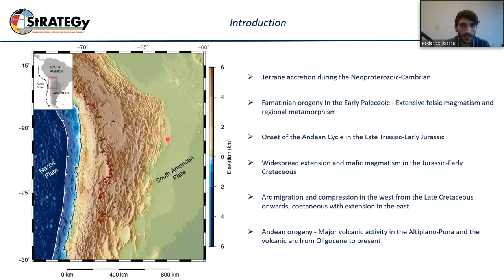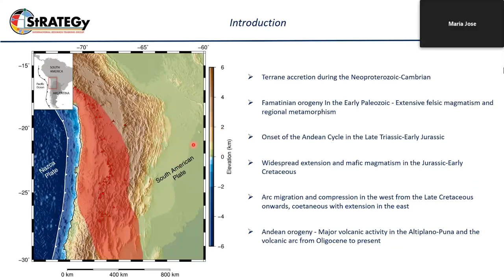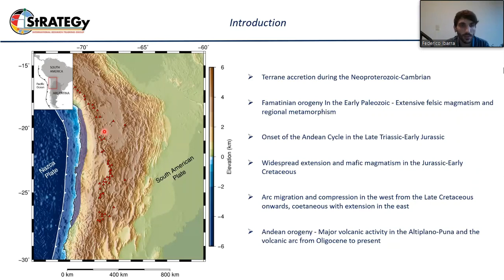The main tectonic events that have shaped the present-day configuration of the Andes are the Famatinian orogeny in the early Paleozoic, which is characterized by extensive felsic magmatism and regional metamorphism. Then the onset of the Andean cycle in the early Jurassic, accompanied by widespread extrusion of mafic magmatism and extension in the western region of the present-day Andes.